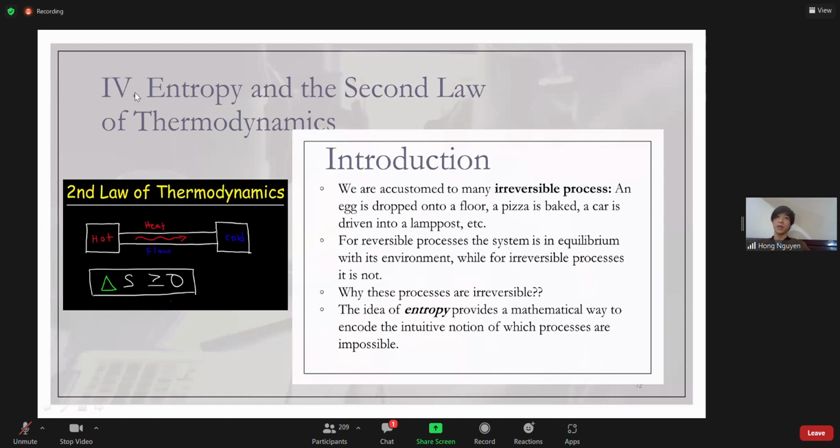But how to explain it? But we have the idea of entropy. And this entropy will provide us an explanation in a mathematical way. Then we know why we cannot reverse irreversible processes. Good.